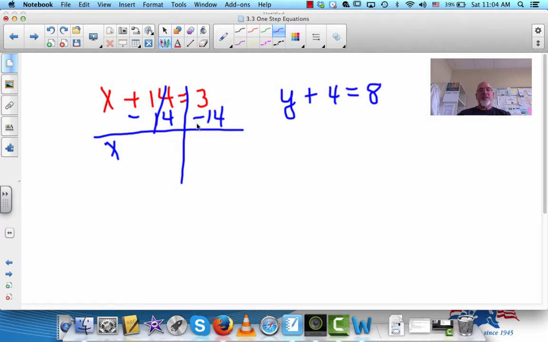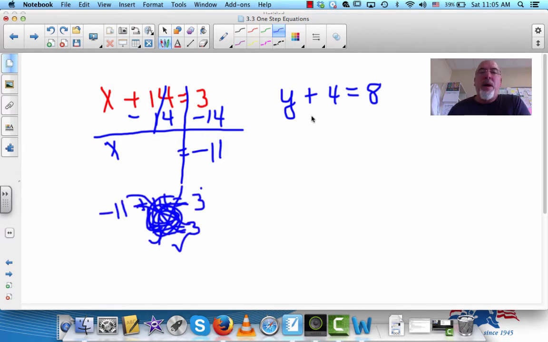You have different signs, so you get the difference between the two numbers. 14 minus 3 is 11, and you keep the sign of the bigger number, so it's negative. Bring down your equal sign, and our answer is x equals negative 11. Did you get that? We've got y plus 4 equals 8.